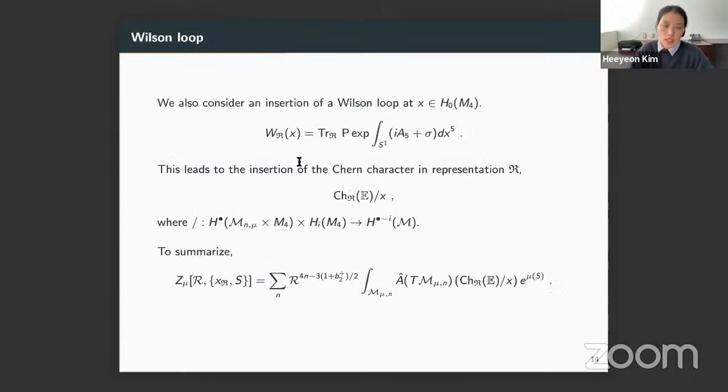We can also consider an insertion of the Wilson loop at a point, which can be written in the following way. And by a similar argument, you can argue that this leads to the insertion of the Chern character in representation R evaluated at a point x where you insert your Wilson loop. And to summarize, you can argue that the partition function with some insertion of the Wilson loop or the Chern-Simons extended operator on some surface S can be written in the following way, which is the generating function of the integral over the moduli space with the following insertion of the characteristic classes associated to your choice of the homology classes. Okay, so this can be thought of as the K-theoretic uplift of the Donaldson invariants of the four-manifold.